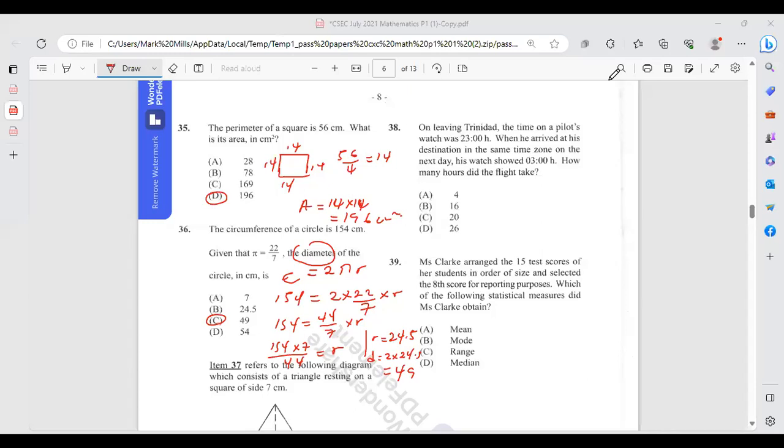On leaving Trinidad, the time on the pilot's watch was 23 hours. What is 23 hours, guys? 11 o'clock. Which day? In the morning or in the evening? Morning. Okay. He arrived at the station in the same time zone, 3 hours later, right? How many hours did the flight take? 4 hours, sir. Right.